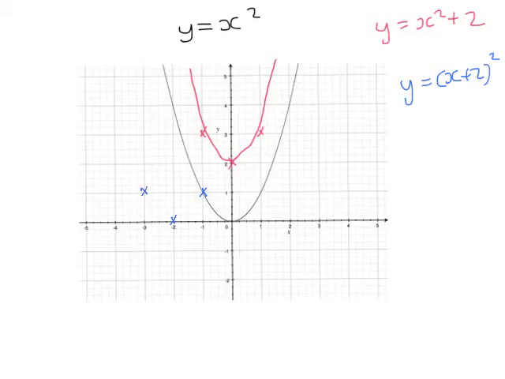So we can see just from plotting these points, we can join them together in our quadratic shape, and we can see what's actually happened to this graph is it's translated to the left by 2 units.